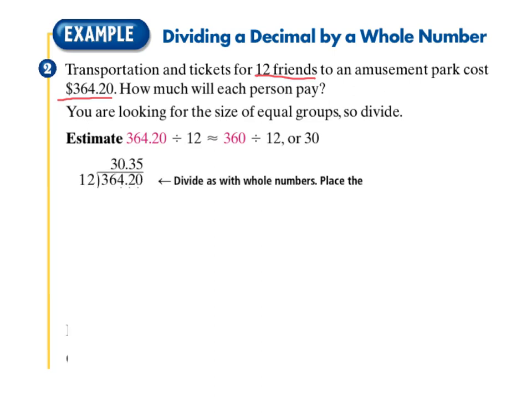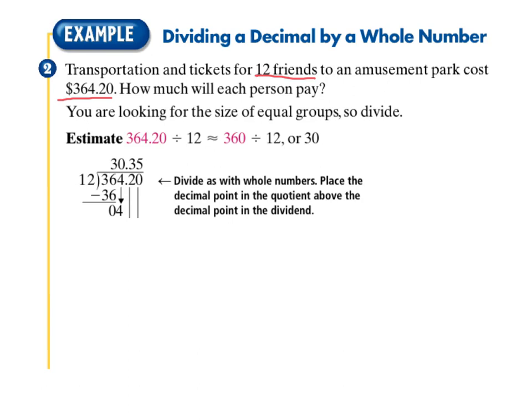So we divide as a whole number, and we place the decimal point in the quotient above the decimal point in the dividend. So it just goes straight up in our equation. It doesn't need to move, it doesn't need to do anything, it just goes straight up. So 12 goes into 36 3 times, multiply down and subtract. 36 minus 36 is 0, bring down the 4. 12 can't go into 4, so we also have to bring down the 2.